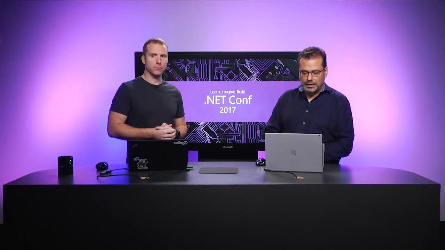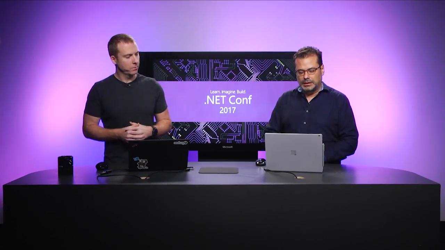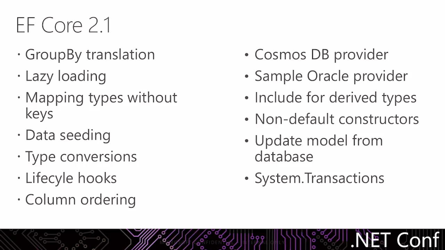Okay. So we have many features in the plan for 2.1. Some of these are things that we have committed to do, and some are things we have committed to start in 2.1. We have data seeding, a replacement for the old seed method that we had in EF6. We have mapping types without keys. That's probably something that you want to describe, but we have just a short time.